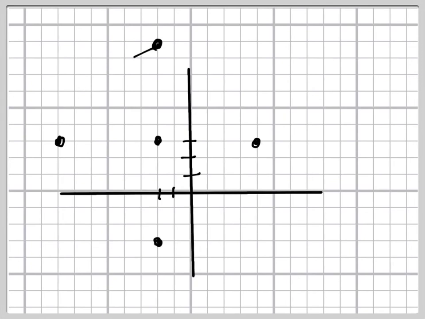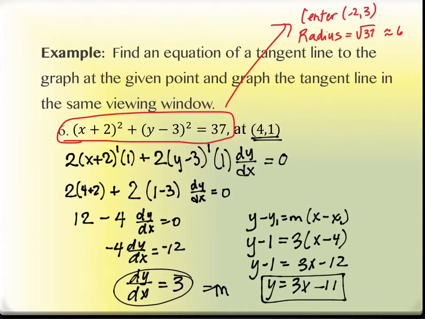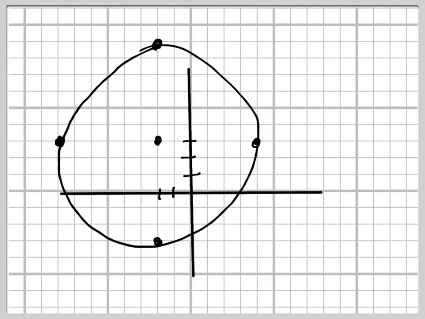That's awful. Let's try again. Okay, it could be better, but it could definitely be worse. All right, and our ordered pair, it tells us, is at 4, 1. So 4, 1 should be, I don't know. I don't think I've got it drawn very well.